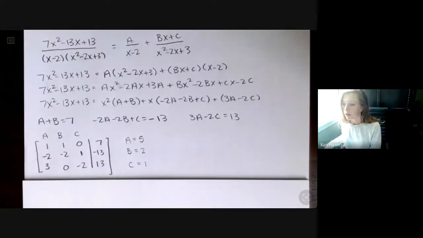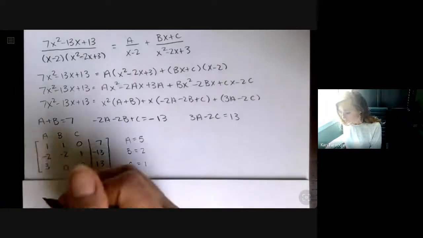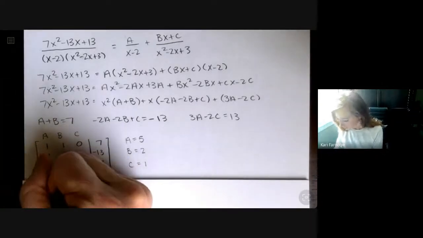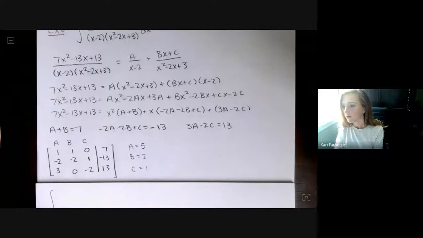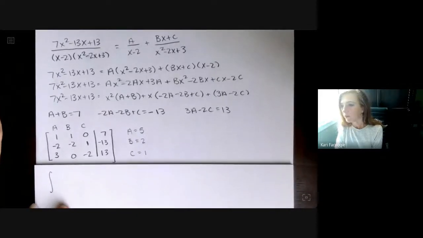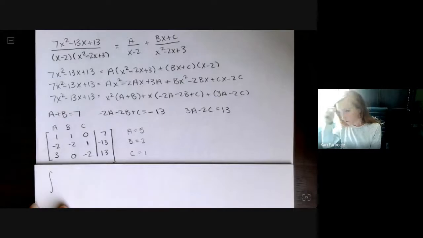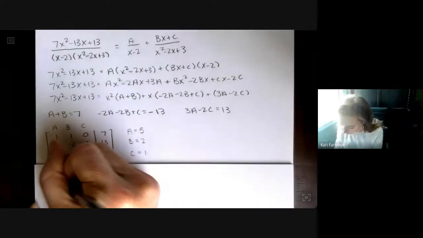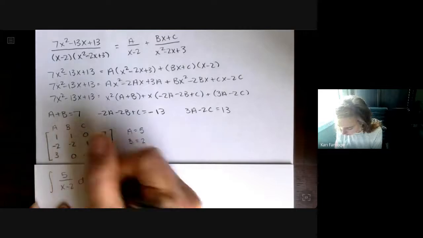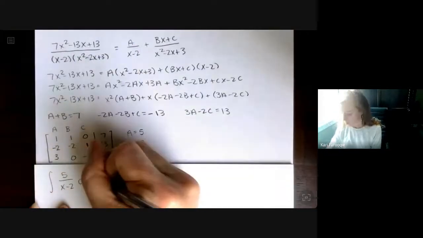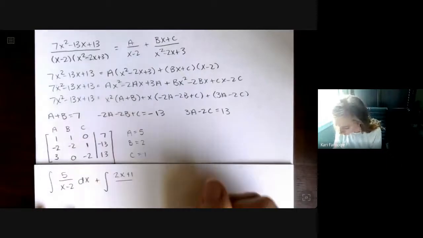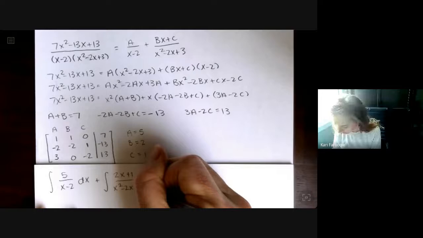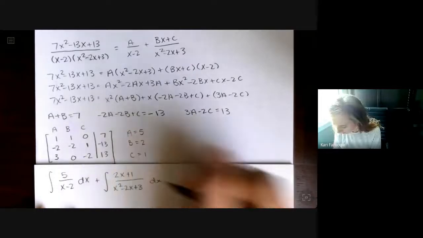Okay, A over x minus 2. So, sorry, I know this is going to be a little bit hard to see here. There's got to be a faster way of doing this, but there we go. Okay, so A over x minus 2 is 5 over x minus 2. I'm just going to go ahead and split this off into its own term. Plus bx plus c, so 2x plus 1 divided by x squared minus 2x plus 3 dx.